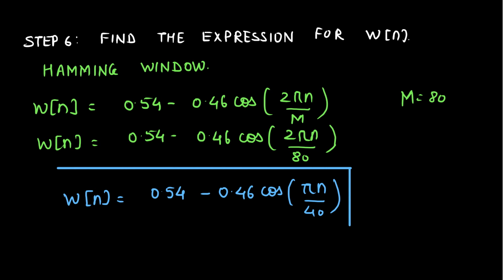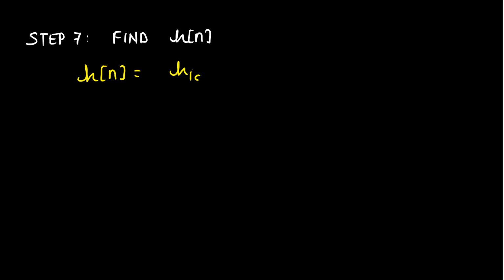Now we have the expression for the ideal filter as well as the window. So the next and the final step is to determine the h of n, that is the filter. So step 7 is to find h of n. And this h of n can be found by simply multiplying the ideal filter, that is h ideal of n, into W of n.